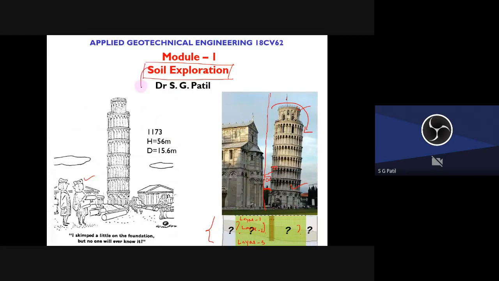You have to perform the soil exploration, and you have to invest a sufficient amount of time and money to explore the soil below the structure before construction itself. Otherwise, if you do some mischievous things here, then you will end up with this kind of structure. I hope this figure has given you a clear idea of what we are going to deal with in this chapter, soil exploration, and also its importance.